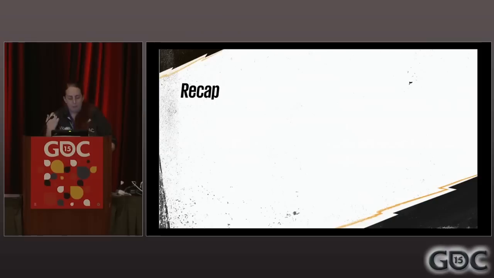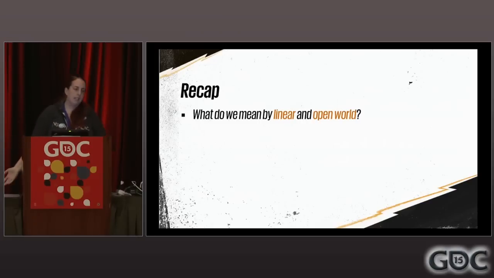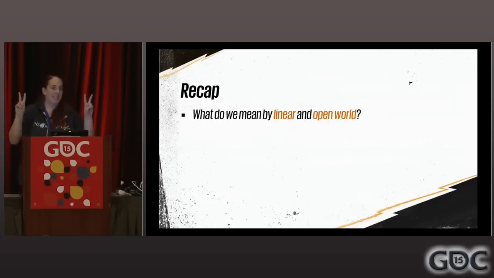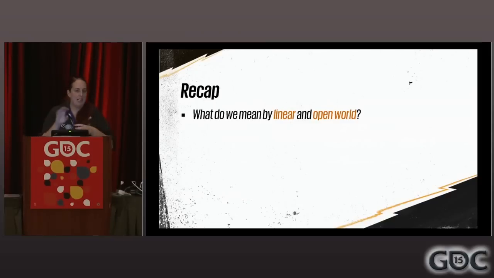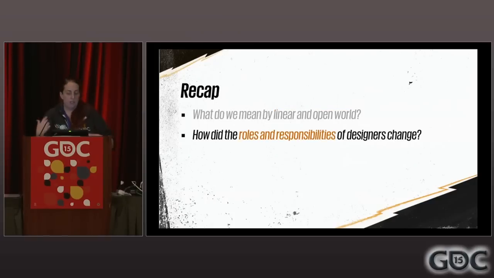So to recap what I've talked about already. I talked about, what do we mean by a linear game? What do we mean by an open world game? And I gave you that whole spaces and the events or the actions. And we'll just replace events with systems, right? So the systems in the space are not necessarily tied to a space. Although there's one exception, which is, you can still have linear mission objectives, right? And those can be tied to spaces. But when I'm in a space, I don't know if I'm on that mission objective or I'm on a different system going on. And then the next is, how did the roles and responsibilities of designers change?